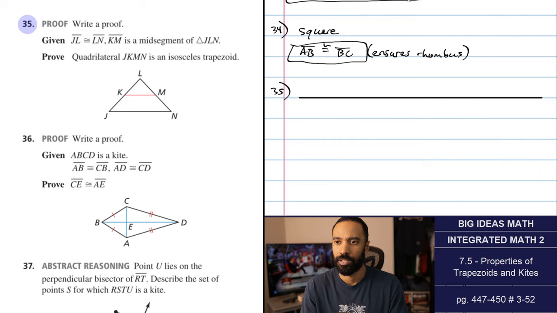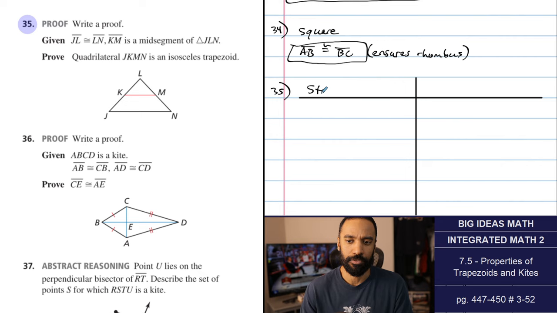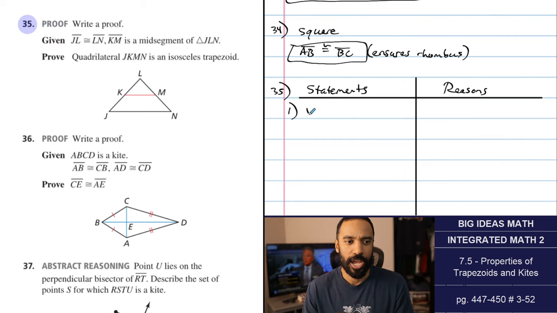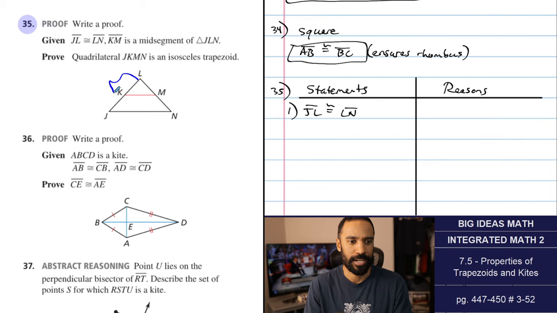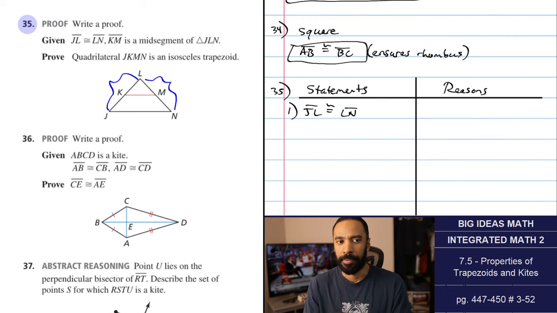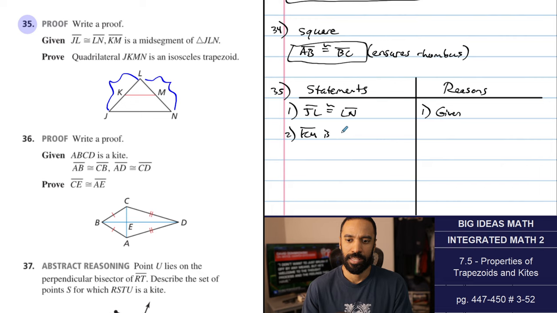It's one of those things where I got to think of the scope of what I'm allowed to use and what I'm not allowed to use. So statements, reasons. All right, number one: JL is congruent to LN. Now, I can mark that, but it's kind of tough with K, M in the middle. I'll just kind of do that. And KM is a mid-segment. Given. KM is a mid-segment of triangle JLN.